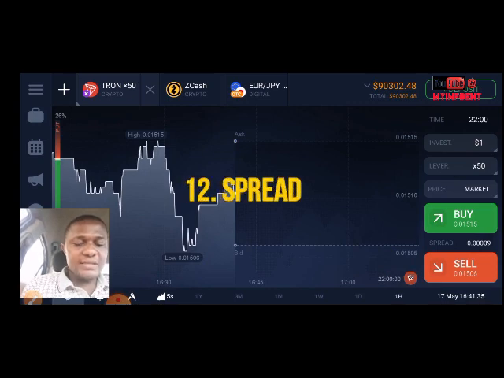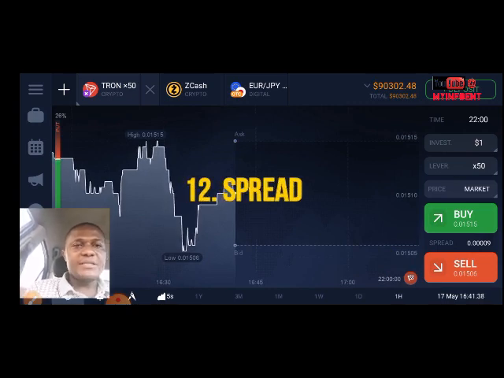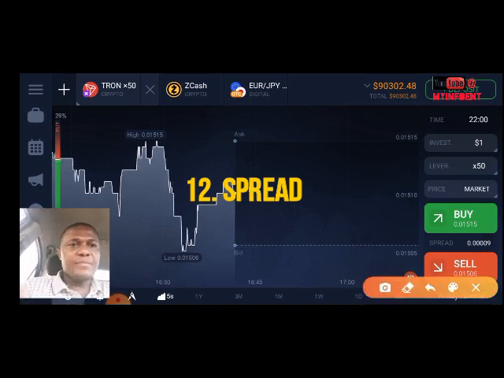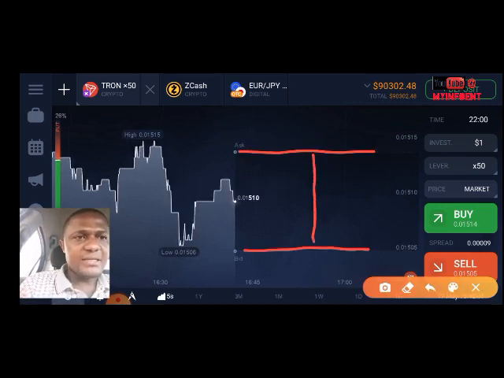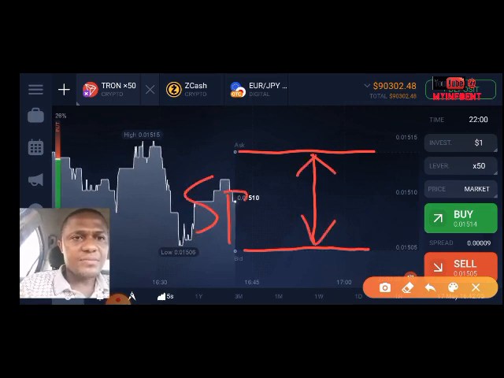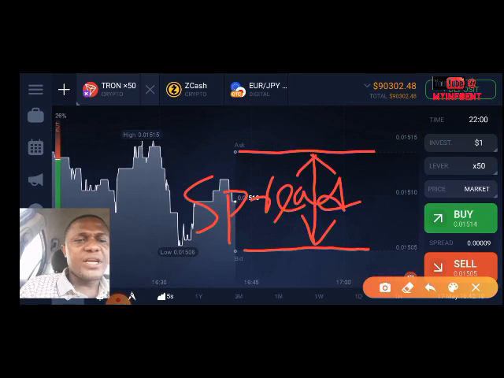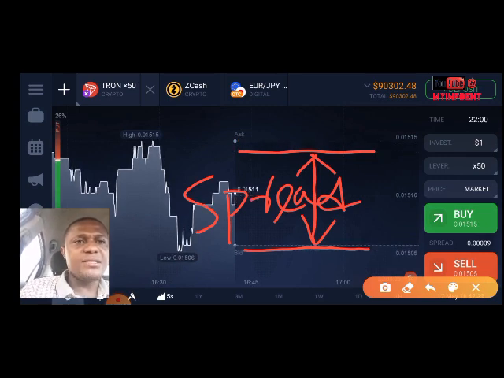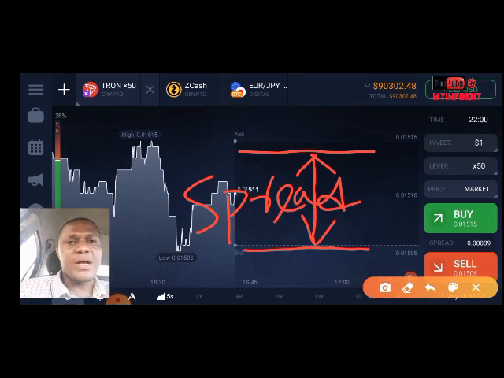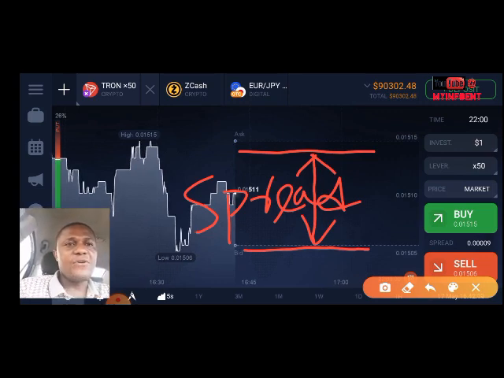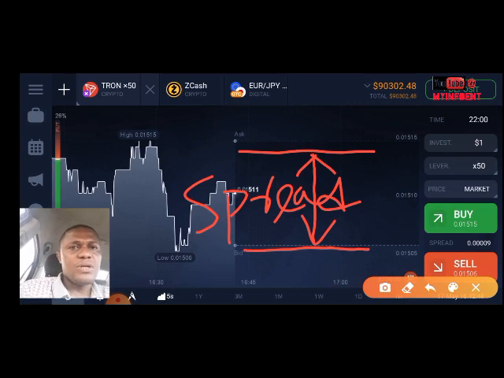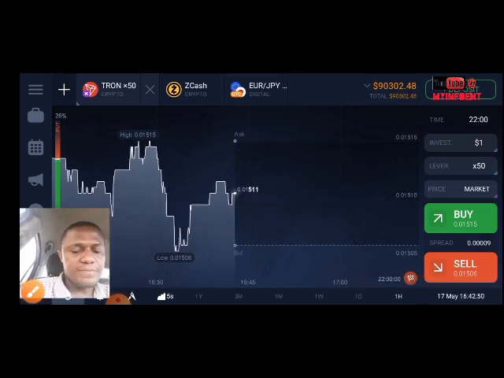The next one is spread. What is spread? The difference between the ask price and the bid price is what is called spread. So if you're a day trader or a scalper, it is best you go for assets that have low spread, because if you take an asset that has high spread, it will take longer for your trade to run into profits. So that is spread for you.